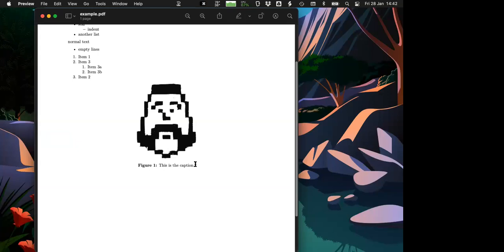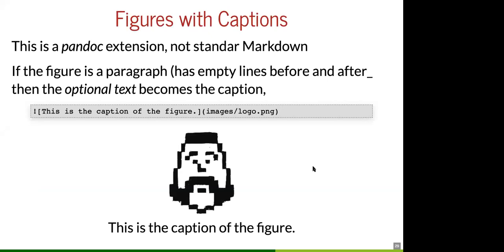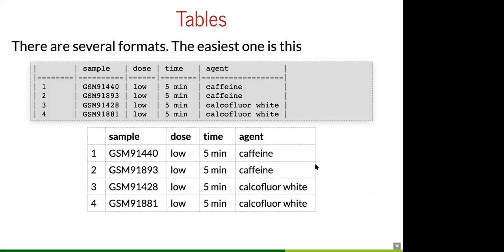Okay, let's go to the real deal. Tables. There are several formats that we will discuss later. But the simple one is that you use vertical bars. You put the header here, and you separate the columns with vertical bars. There are some variations here that we can talk about later, but when you process this, you get this thing.